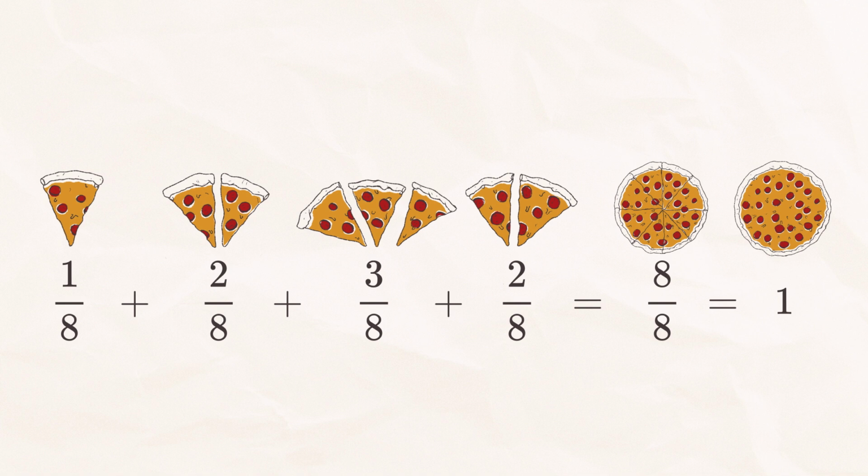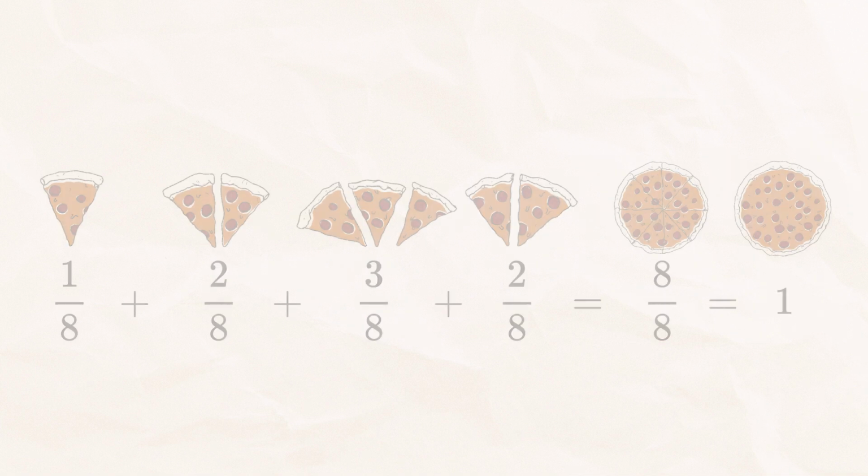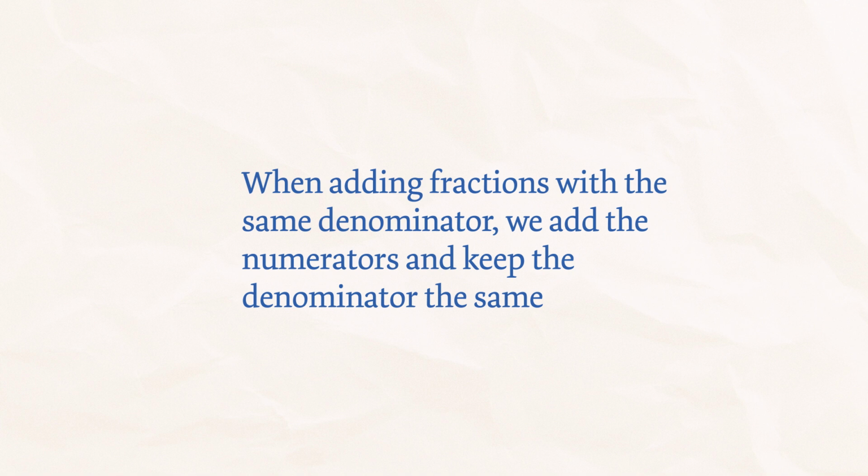Now, let's look at the numerators of these fractions. 1, 2, 3, and 2. Add them all together, and we get 8 slices. This works because all the fractions here have the same denominator. And that's the key to adding and subtracting fractions with the same denominator. When adding fractions with the same denominator, we add the numerators and keep the denominator the same.